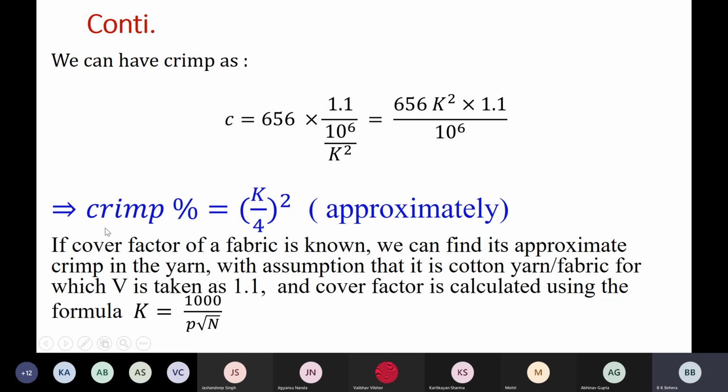So there is nothing like crimp in the fabric. Crimp in the fabric means crimp of the yarn in the fabric. We only find the crimp of the yarn, not of the fabric, but this yarn is inside the fabric. When the thread goes into the fabric, only then will its crimp come, otherwise it will not. Okay, so these are some loose terms we use, but you should understand the meaning.